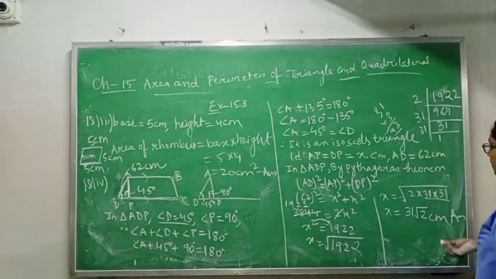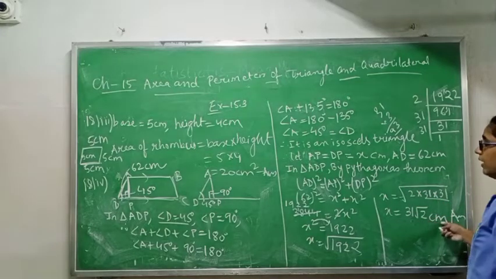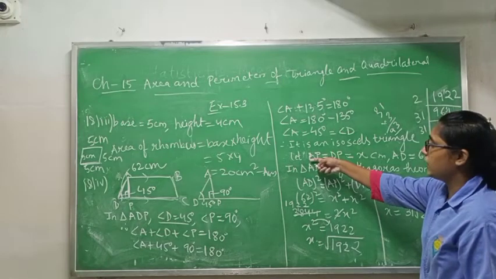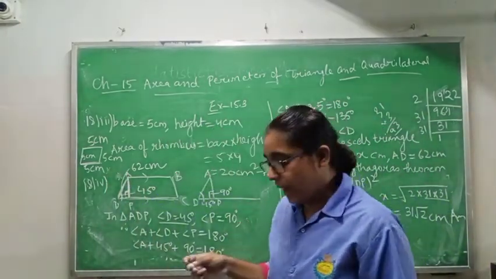Now you can see 31 is coming 2 times. You can take it outside from the root. So x equals 31 root 2 centimeter. And what is x? X is AP. And AP is what? Perpendicular distance between two parallel sides.